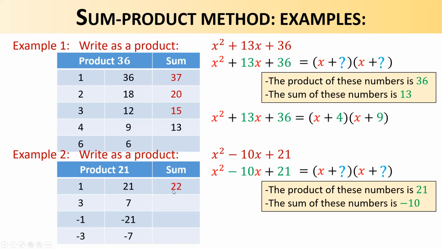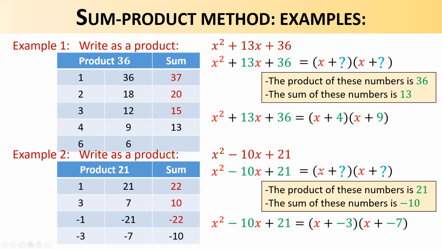1 plus 21 is 22. Well, that's not equal to minus 10, obviously. 3 plus 7 is 10, so that's not equal to minus 10, and we need minus 10. Minus 1 plus minus 21, that's minus 1 minus 21, is minus 22. Doesn't work either. But minus 3 plus minus 7, that's minus 3 minus 7 is minus 10, and that does work. So the pair of numbers I am going to use is minus 3 and minus 7.